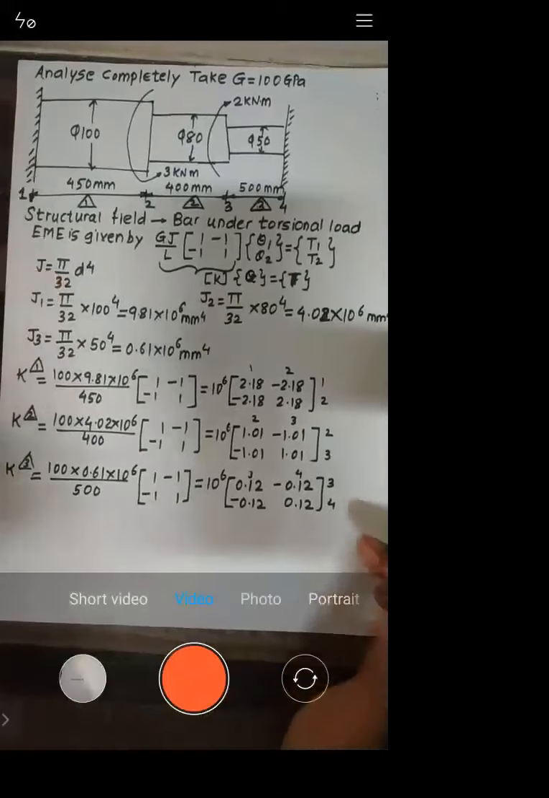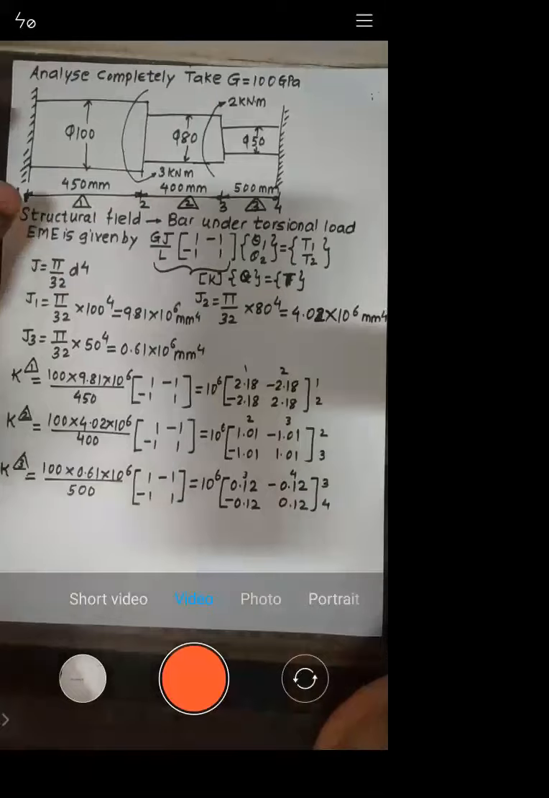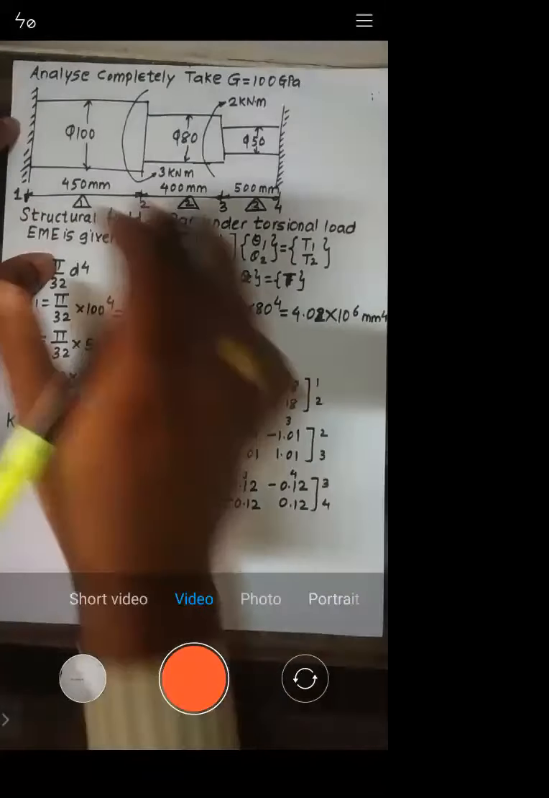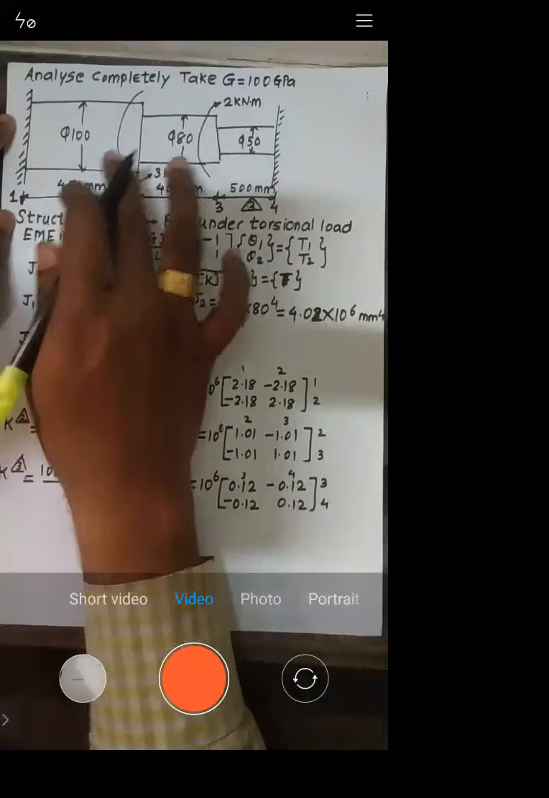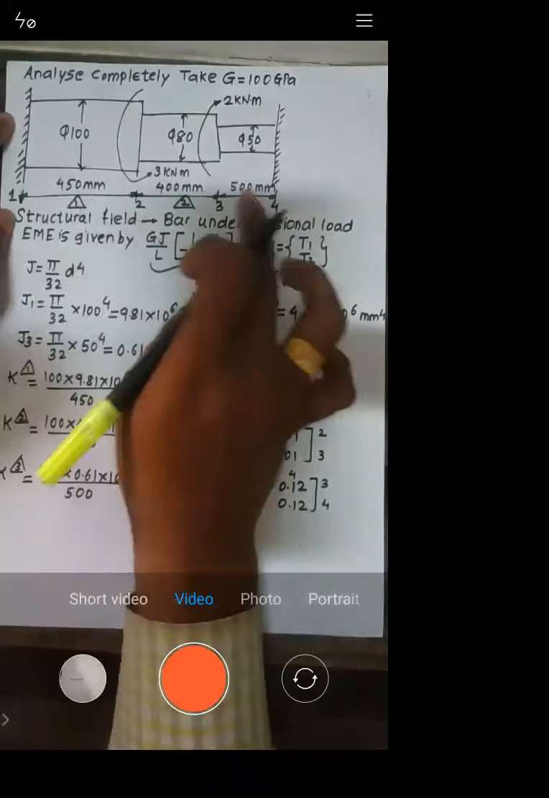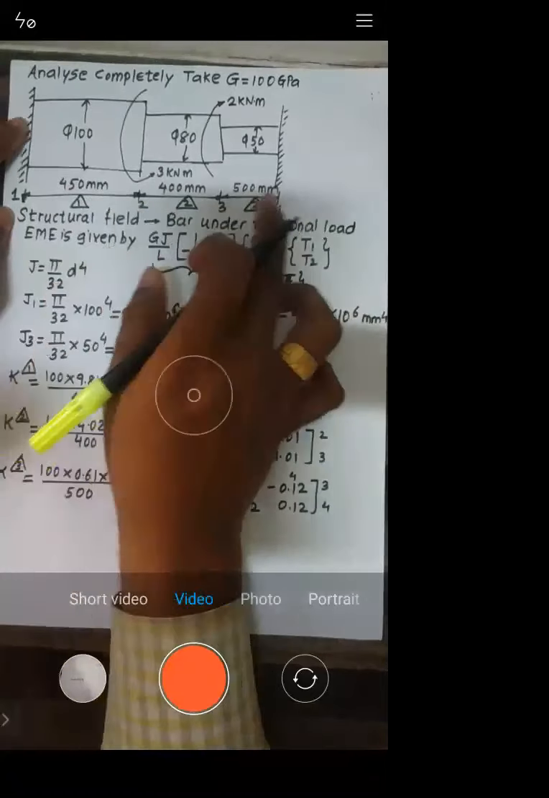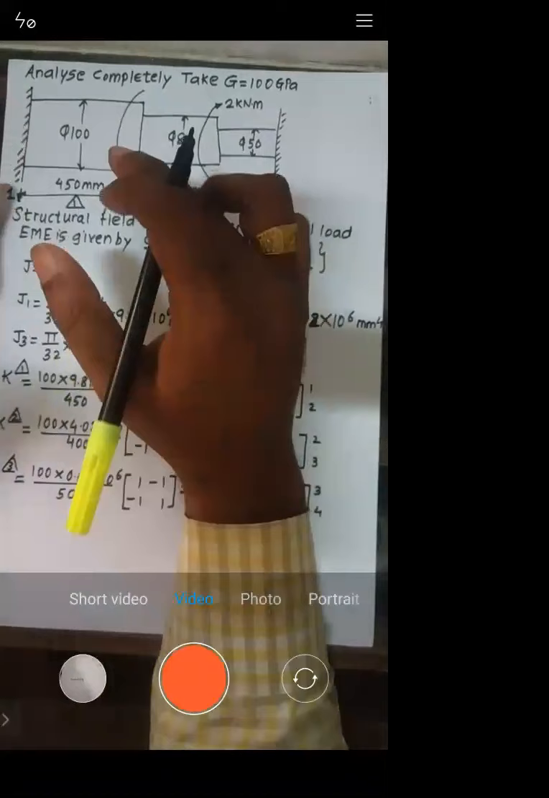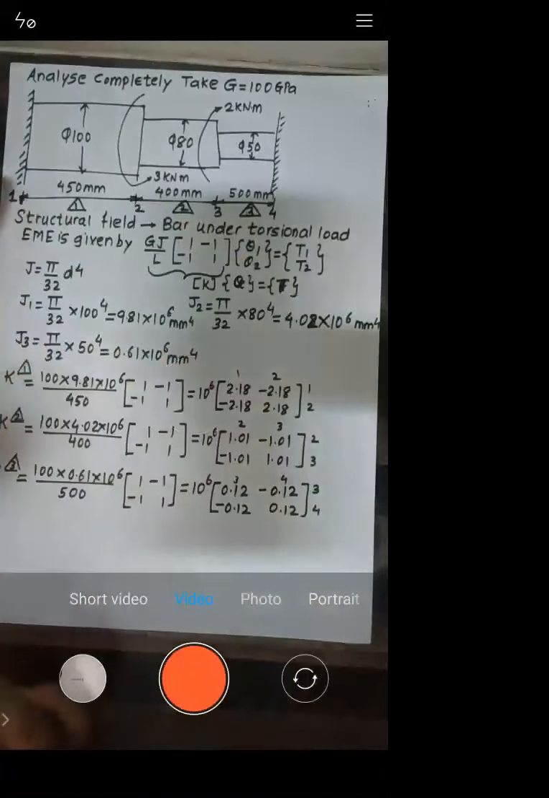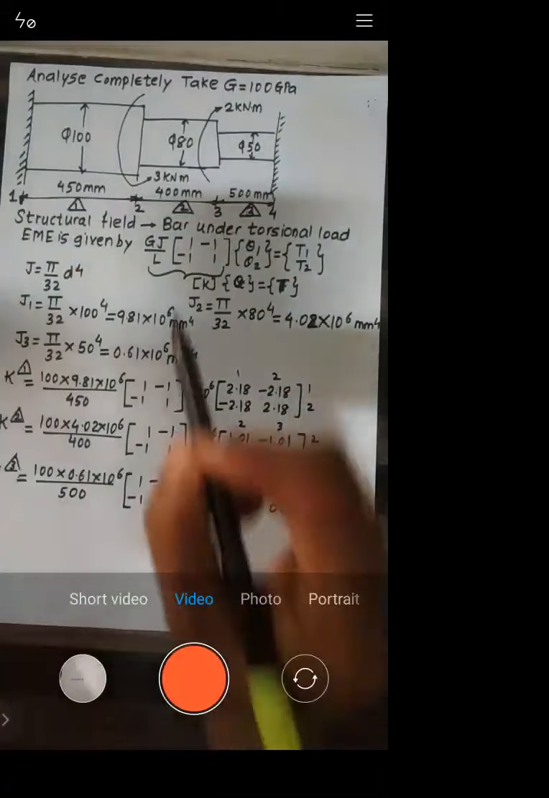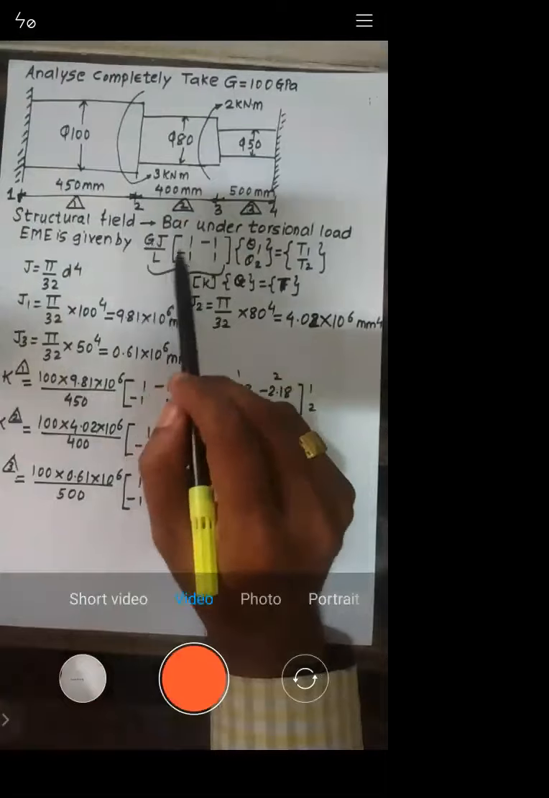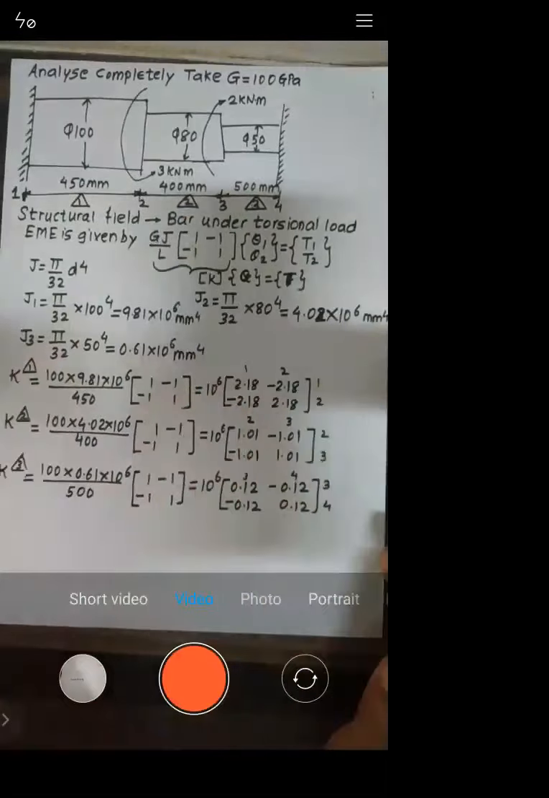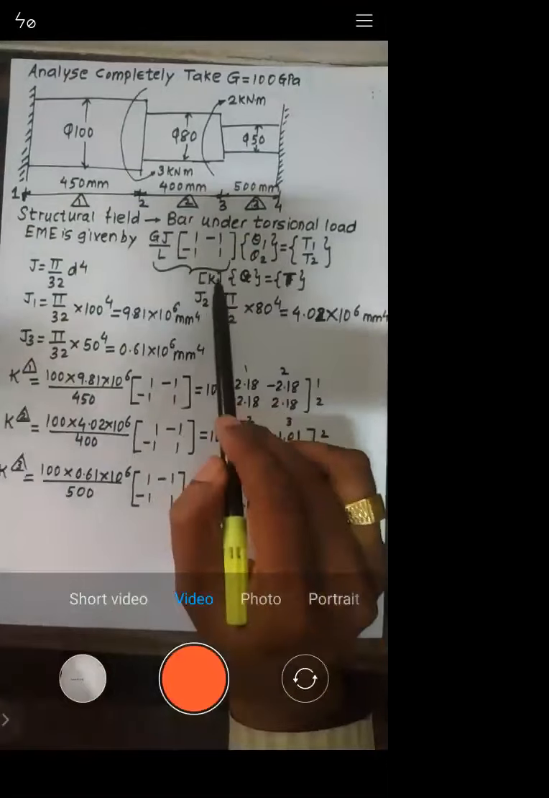Is it okay? Have you understood these element stiffness matrices? Yes, sir. See, this was the problem given. Now what is the first process in FEA? It is to discretize, right? Just by seeing the problem, you can understand that there are 3 elements, 1, 2, 3. So there will be 4 nodes, node number 1, 2, 3, and 4, right? Now this is a stepped bar which has been applied with the torsional load, right? So for torsional load, the equation is GJ by L, 1 minus 1 minus 1 1, into theta 1 theta 2 equals T1 T2, right?